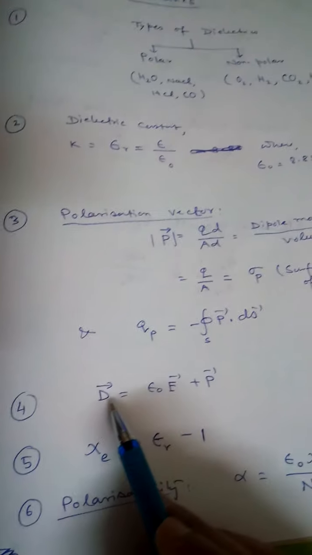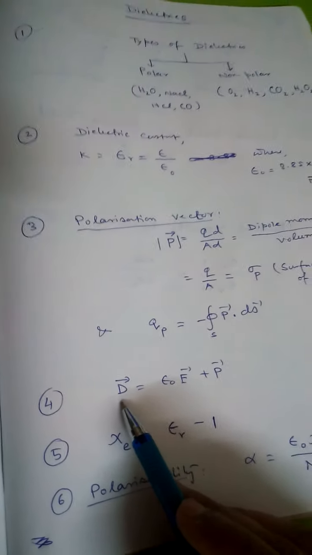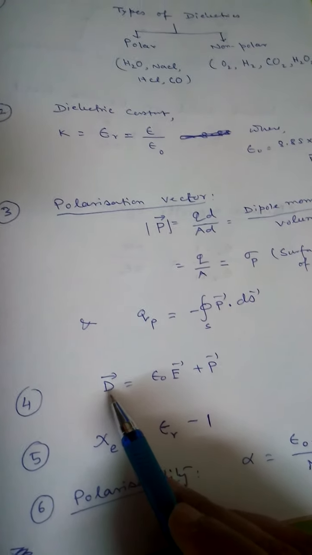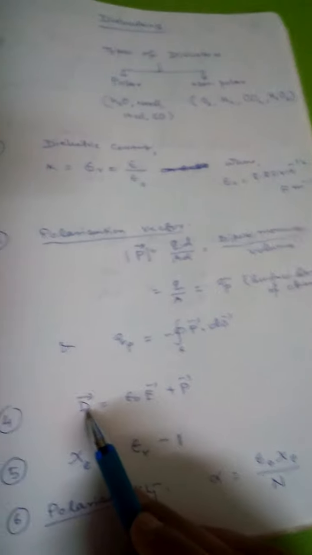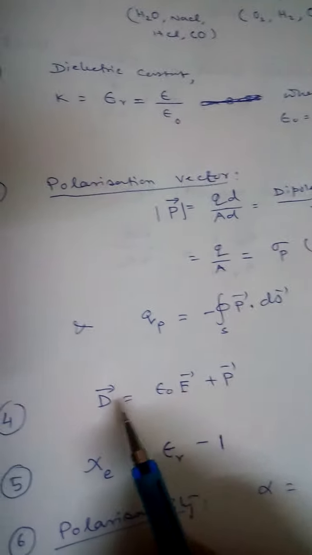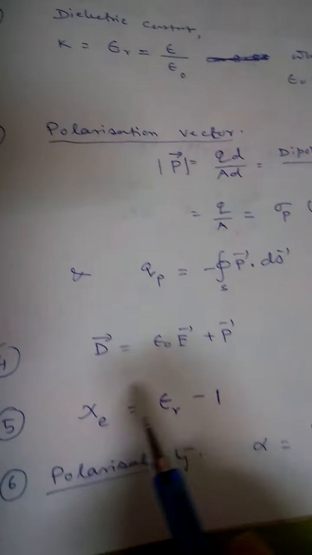Number 4, the relation of the electric displacement vector. This is called the electric displacement vector. I have already mentioned it in the theoretical portion. D, P and E vectors: D equals epsilon naught E plus P. This is a very powerful relation for solving various numerical problems.